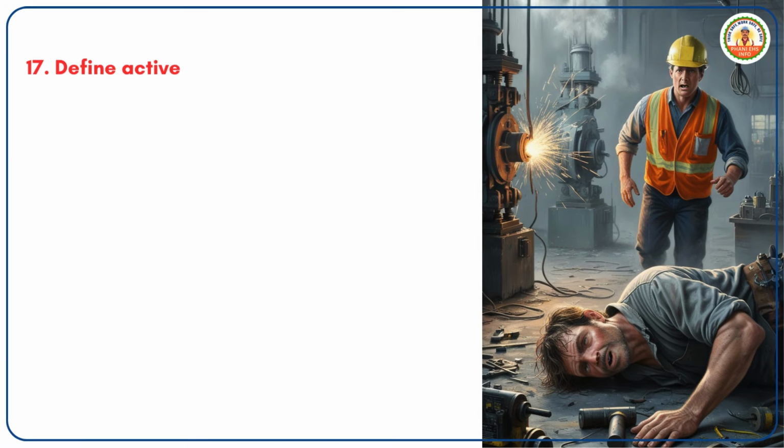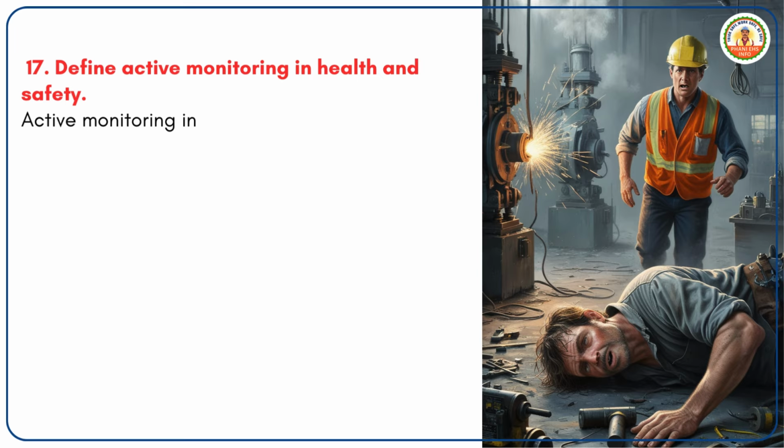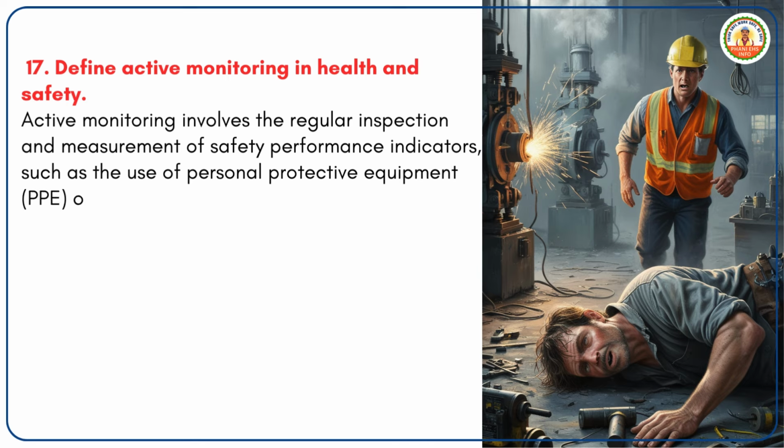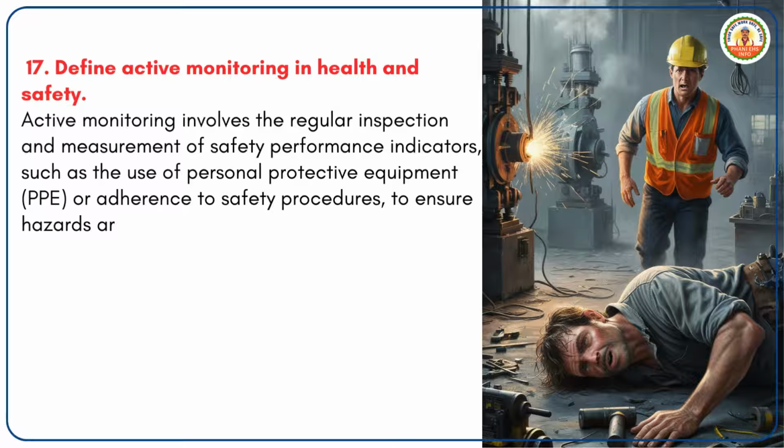17. Define active monitoring in health and safety. Active monitoring involves the regular inspection and measurement of safety performance indicators, such as the use of personal protective equipment (PPE), or adherence to safety procedures to ensure hazards are being effectively controlled.